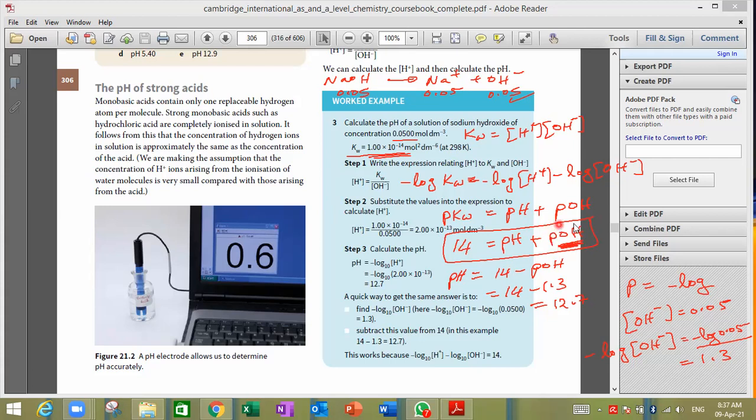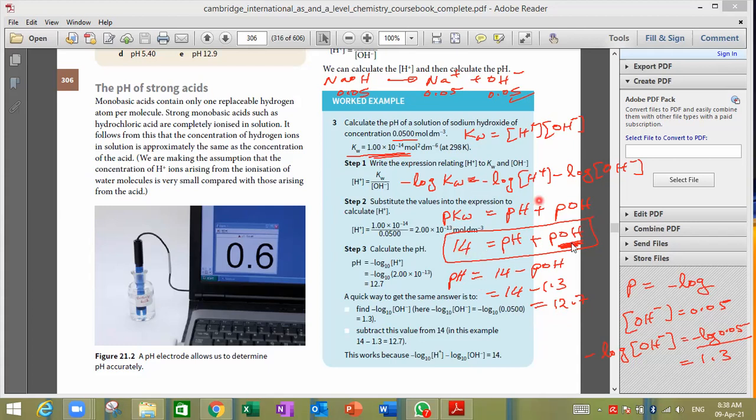So if we know the concentration of the OH ions, for example here 0.05, p means minus log. So pOH equals minus log 0.05. So we get this value, which is 1.3. So if we substitute 1.3 here, and here it's 14, we get the pH on the other side: pH equals 14 minus the pOH, equals 14 minus 1.3, equals 12.7.